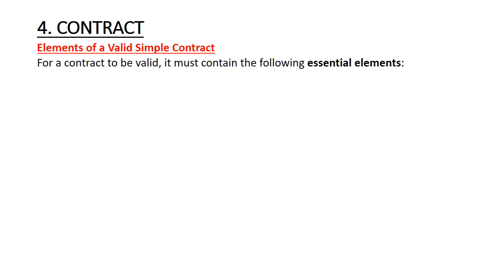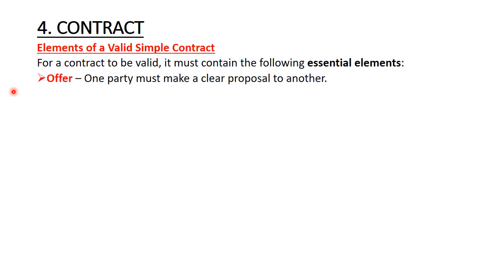For a contract to be valid, it must contain the following essential elements. The first is that there should be an offer. The whole point of the contract is to have an offer. In this offer, one party must make a clear, not a confusing, but a clear, straightforward proposal to another. So that's what an offer is.